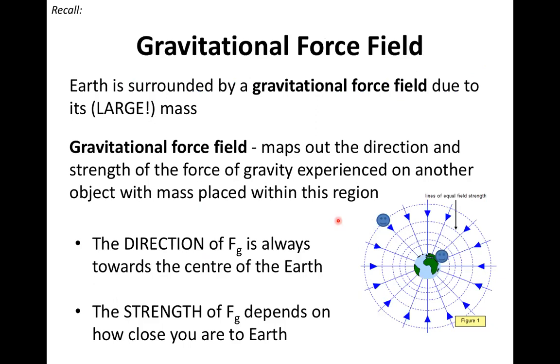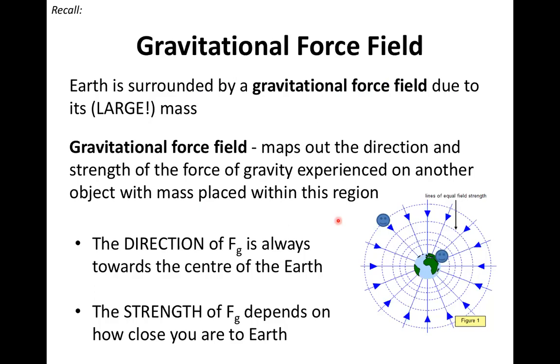In the region around the Earth, we feel an attractive force of gravity, and we can map out the direction and strength of this force in something called a force field. Any object with mass placed within this region will feel Fg. In a force field, the arrows of the lines tell us direction, and the spacing of the lines tells us strength. So notice the direction of Fg is always towards the very center of the Earth, and the strength of Fg depends on how close you are to Earth.